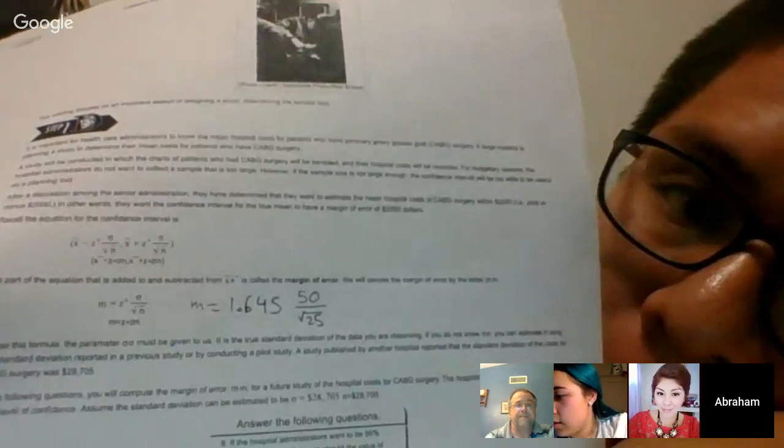Times 50. So that is the equation that we need to use then. So m equals z times this over that. So is that the answer that you found online as well, Abraham? Yes, it is. Okay.